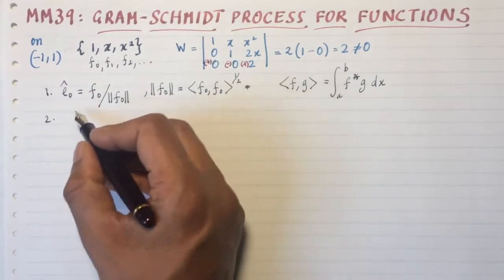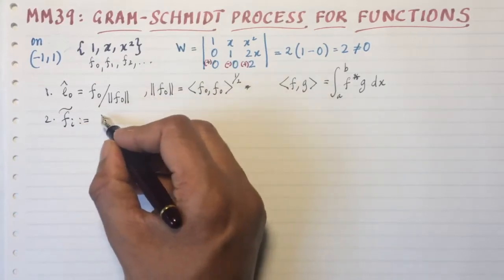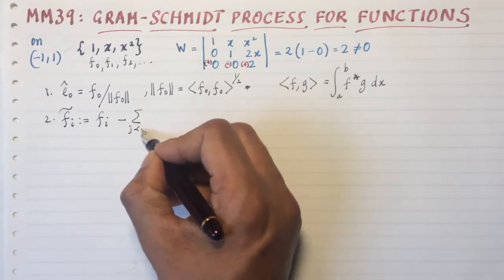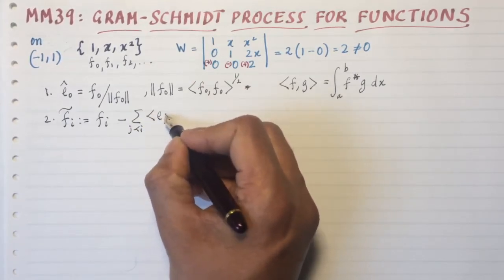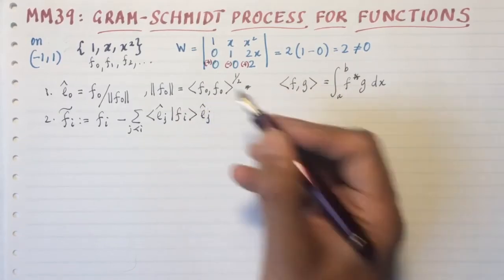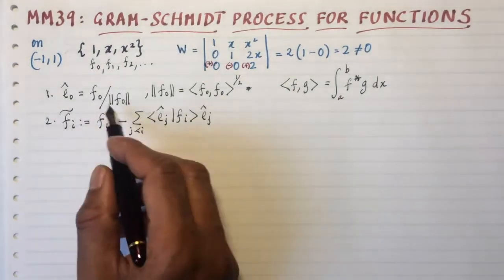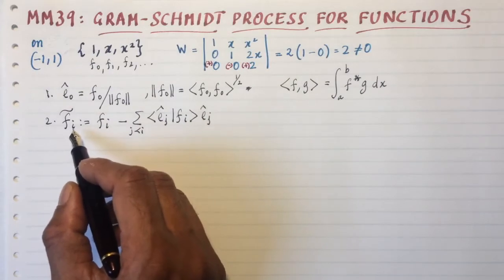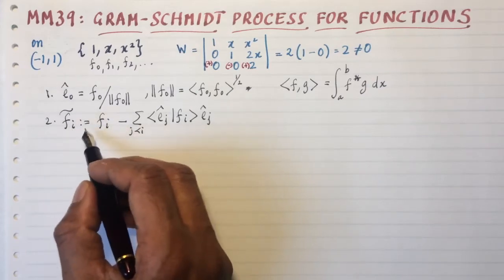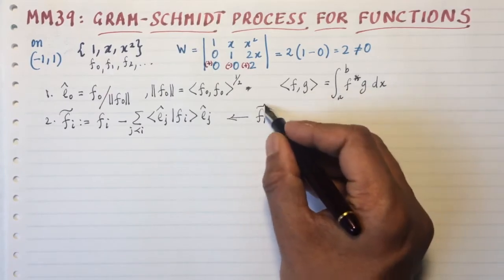The second step is to form in a recursive sequence f_i tilde. f_i tilde by definition is f_i minus the sum over j less than i of e_j times the inner product of e_j with f_i. I call it tilde, but it's caret, e_j caret. So first I form e naught, then I form e1. e1 is formed by first finding f1 tilde. Let me just apply this process for f1 just to show you how it works.